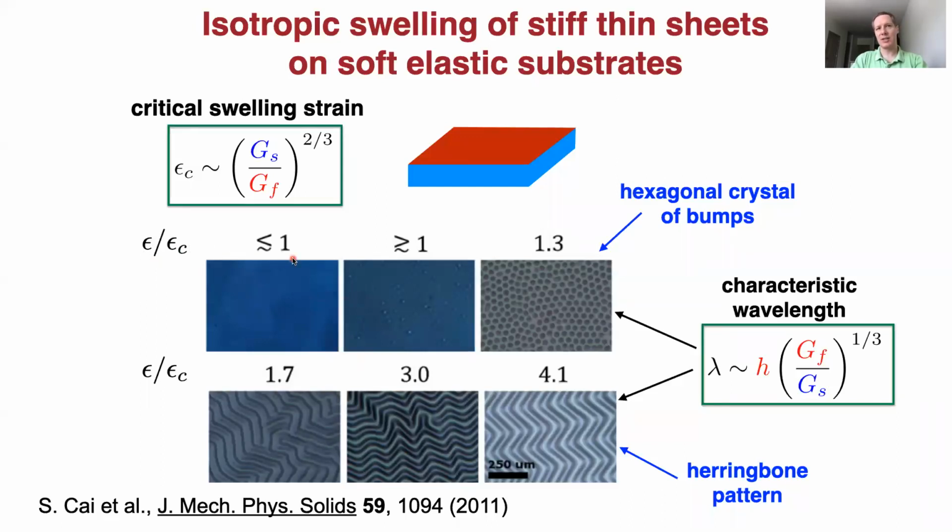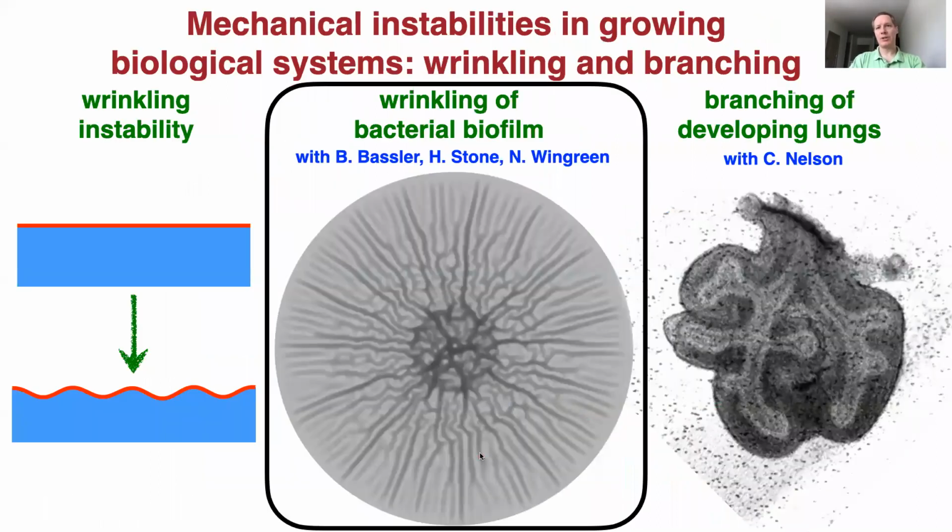But once the swelling of the red layer reaches the critical threshold, which is the same as before, then first it forms little bumps, but eventually these bumps merge into these hexagonal stripes, and these zigzag stripes, these are called herringbone patterns. And interestingly, if you measure the characteristic spacing between these herringbones, they scale in the same way as the stripes that are compressed in one direction, right? And I'm going to try to argue that something very similar is happening in the wrinkling of bacterial biofilm.